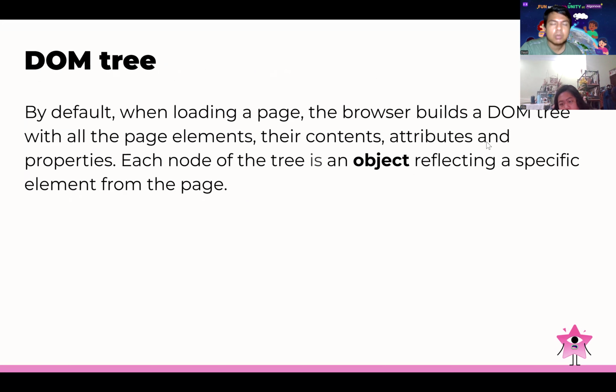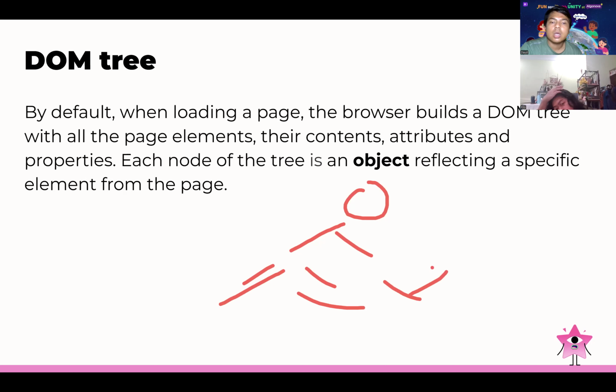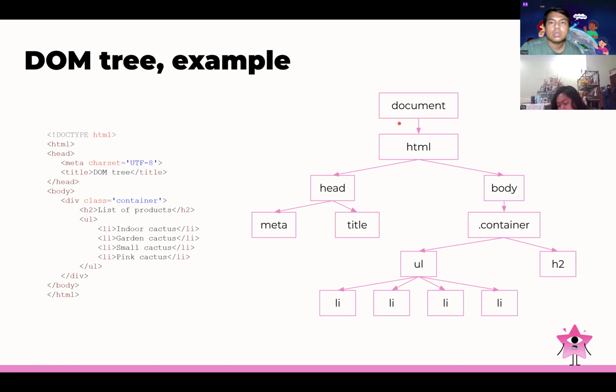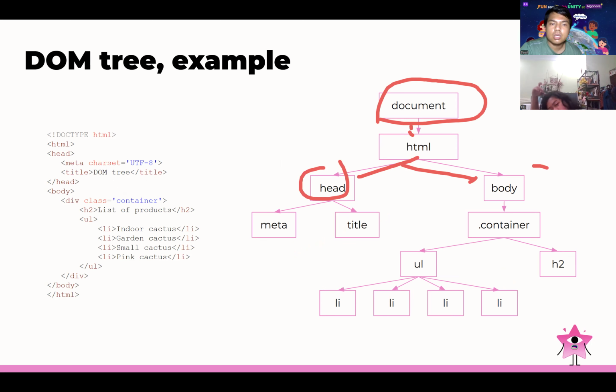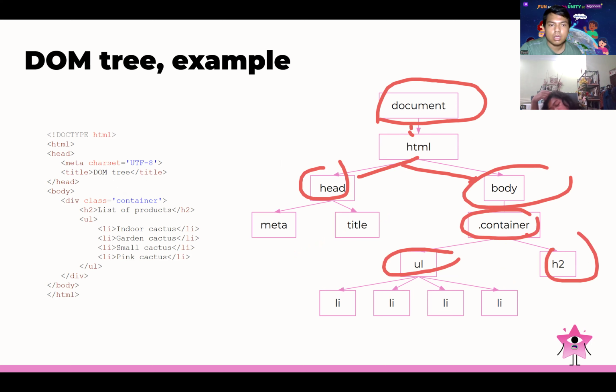By default, when loading a page, the browser builds a DOM tree. It's like a decision tree, if you still remember, or like a mind map, where it comes from the top and then breaks down. Each node has its own children. You start with the document, then it goes to the HTML, and it breaks down into two nodes, head and body, and then each node has its own children. Okay.